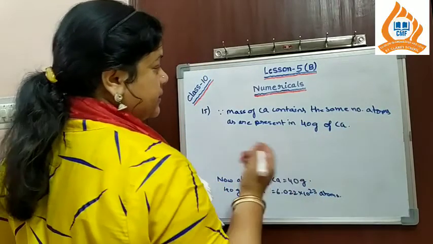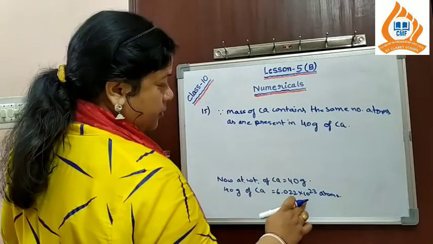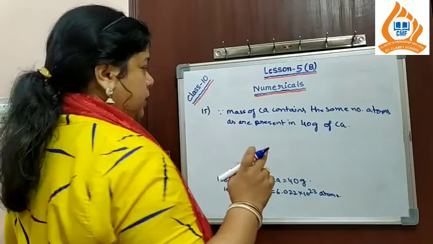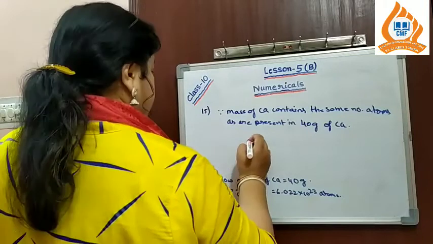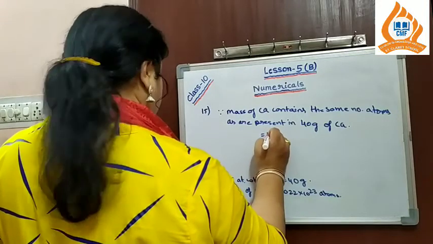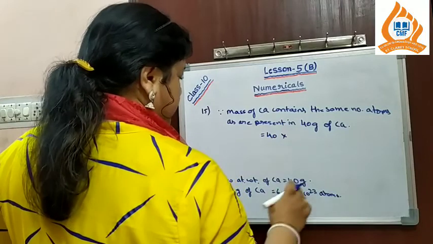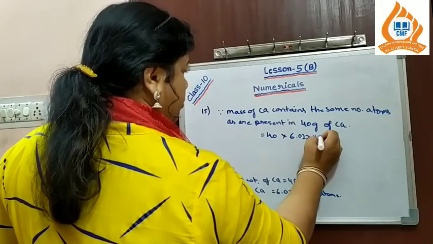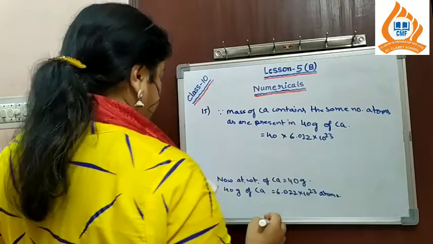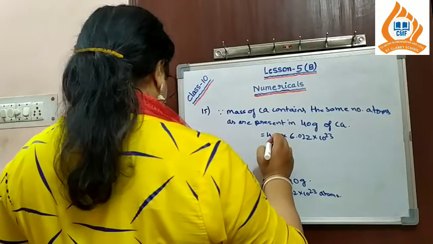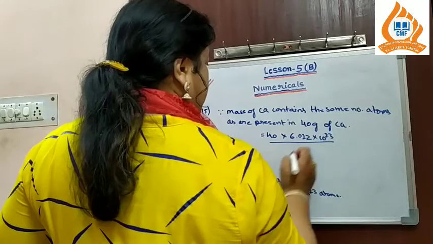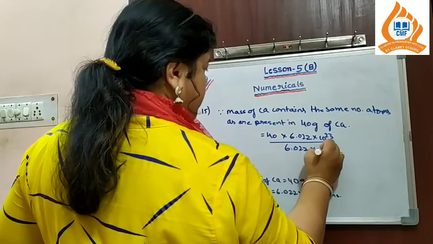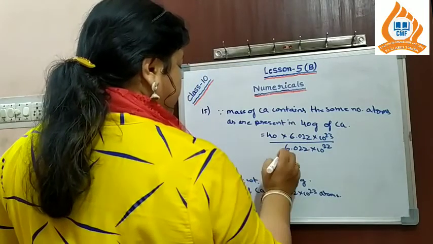Since they are containing the same number, so how much calcium has come out? Sulfur has come out as 6.022 into 10 to the power 22. So it will be equal to 40 into 6.022 into 10 to the power 22 for the calcium, divided by 6.022 into 10 to the power 23 for the sulfur. So you make it divide.